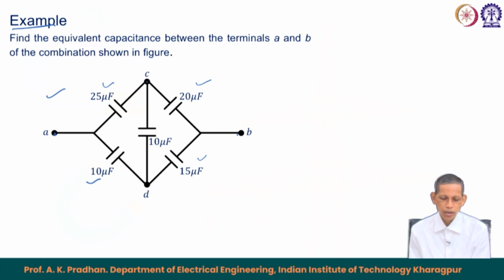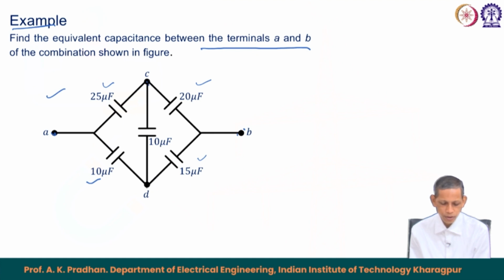So, the question is: find the terminal capacitance between terminals A and B. If you see this circuit, it is neither a series nor a parallel combination. So we require a delta-star or star-delta transformation, as we have already practiced for resistance and the impedance circuits.